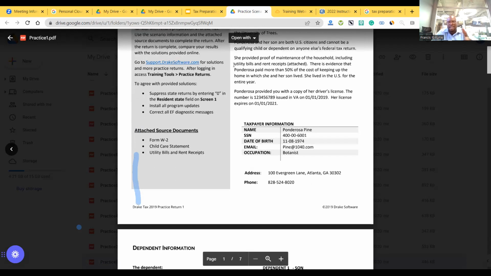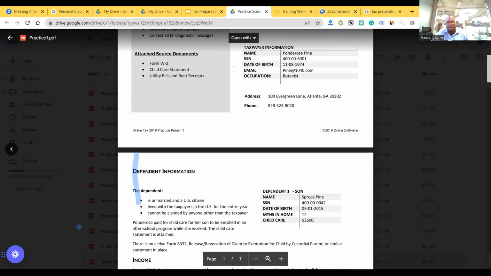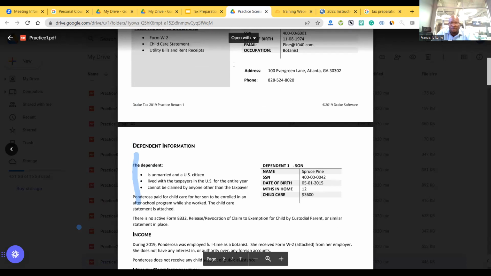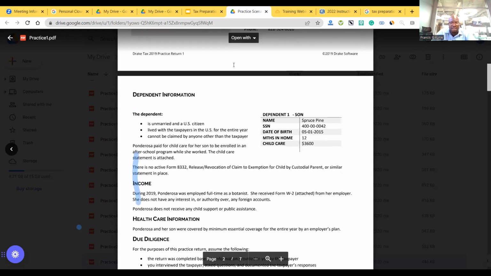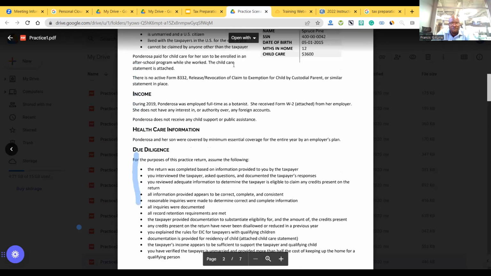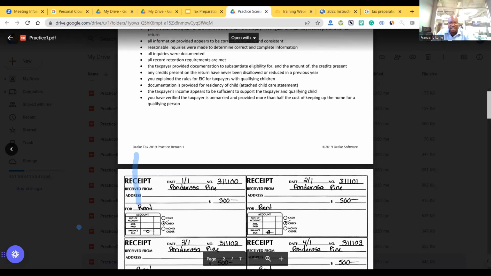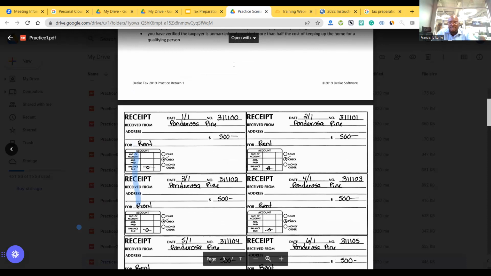You have the taxpayer details: name, date of birth, email, occupation. These are just the details. Then the dependent information, on the son: name, social security number, income, healthcare information, due diligence. So these are the real papers submitted. This scenario is for 2019. You can change it to 2022. I'm going to change them to 2022 anyway, so all we need to modify is the data. The scenario doesn't really remain the same all year round.